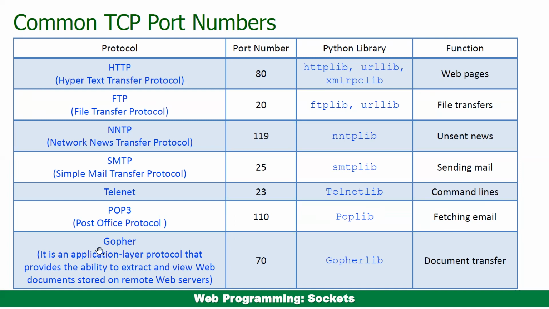Then the next protocol is Gopher. It is an application layer protocol that provides the ability to extract and view web documents stored on remote web servers. The Gopher port number is 70. Its Python library is gopherlib. This is used for document transfer. These are all the commonly used TCP port numbers along with their Python libraries.